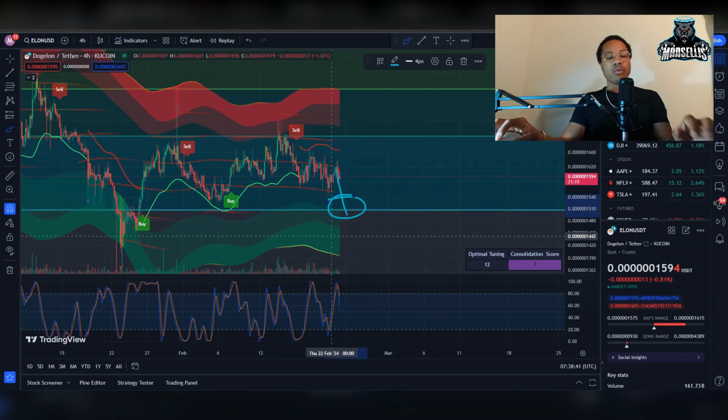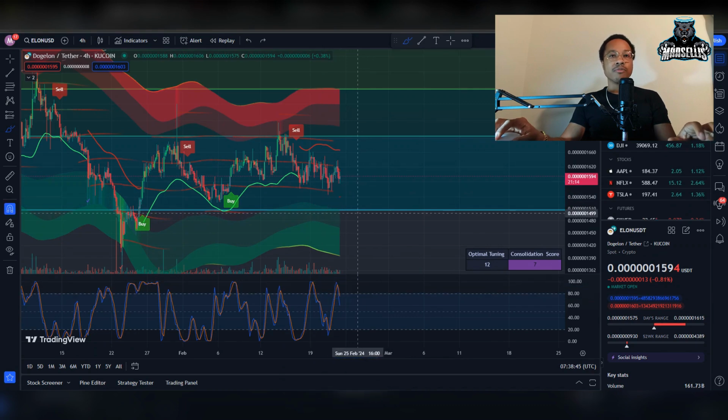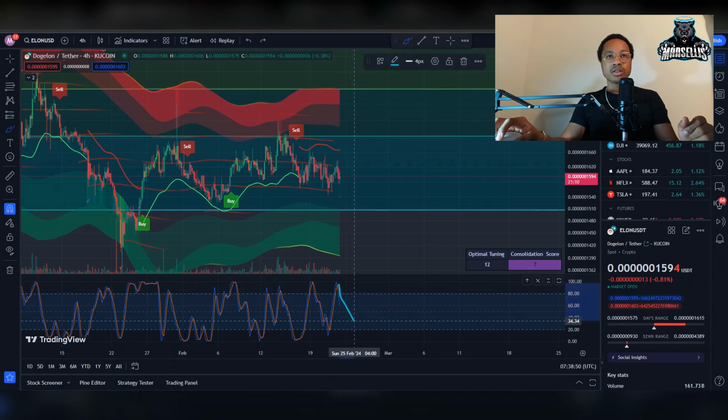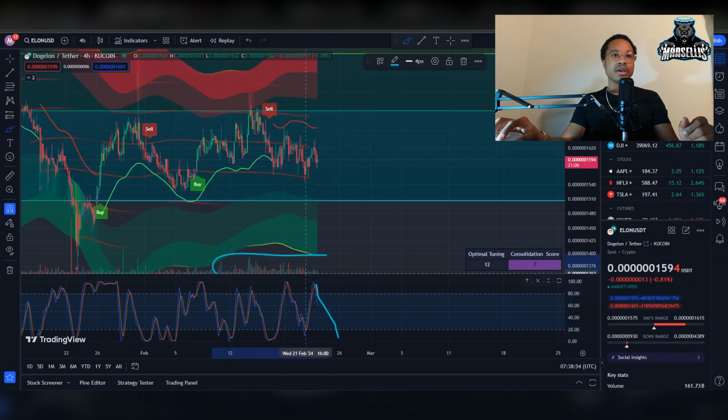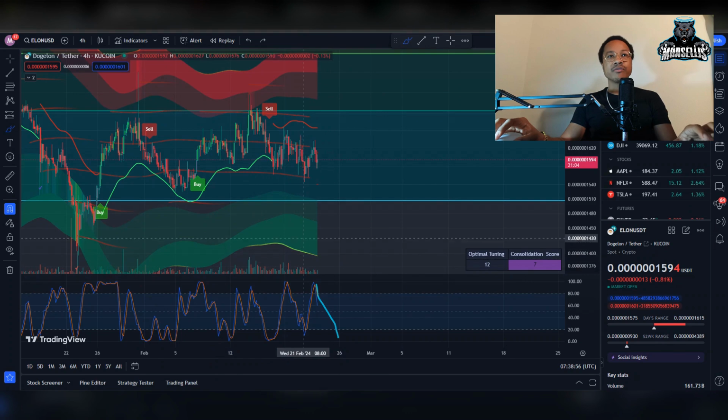So we also have the RSI down here. So the RSI is showing us the movement of the market. So right now we can see there is some selling. There is some decrease inside the volume as well. You can see with the volume indicators down here too. So we're seeing a decrease in volume here for DOGELON, and we're also seeing some selling in the market.